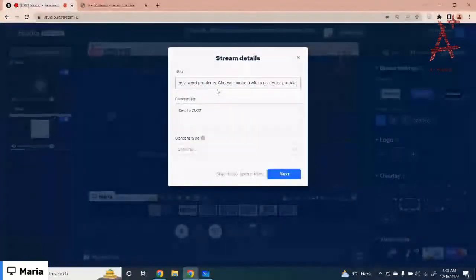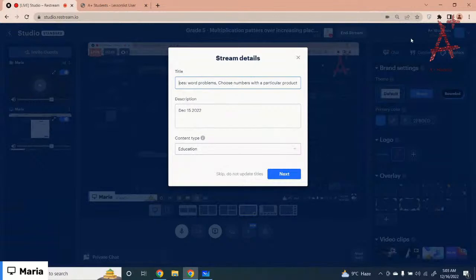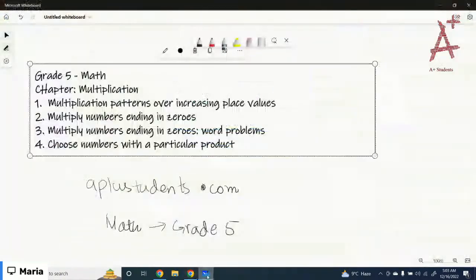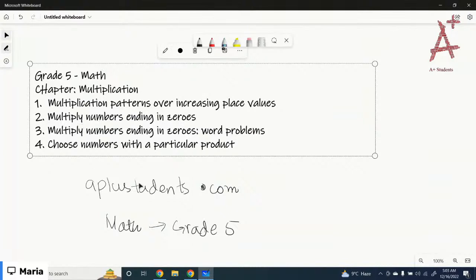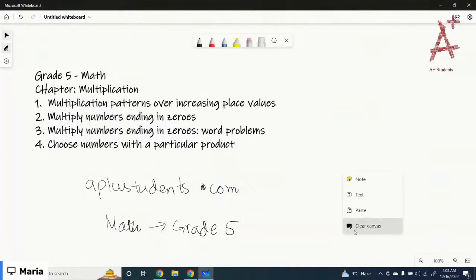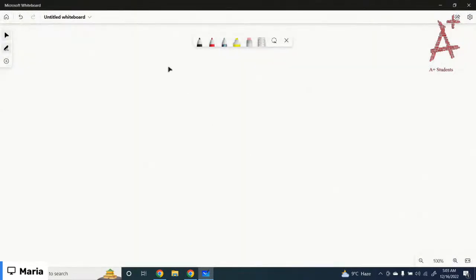So please make sure you have your notebook and pencil so that you can note down the important examples and definitions as well. Got it? Okay, let me just write down the lesson name. Multiplication patterns over increasing place value.